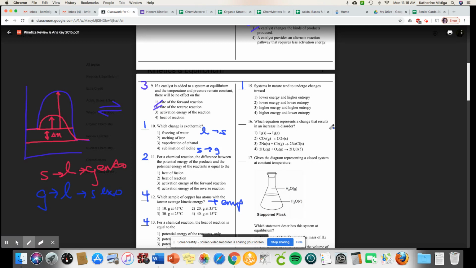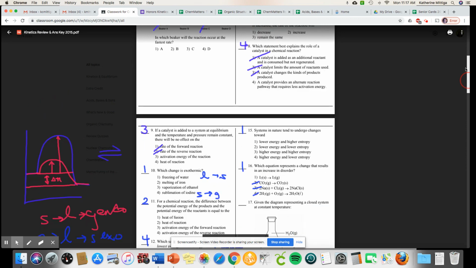All right, which increases disorder? So we need to look at our phases. Solid to gas, that's probably our answer. Gas to solid, nope. Solids to solids, gases to liquids, nope. So there it is.